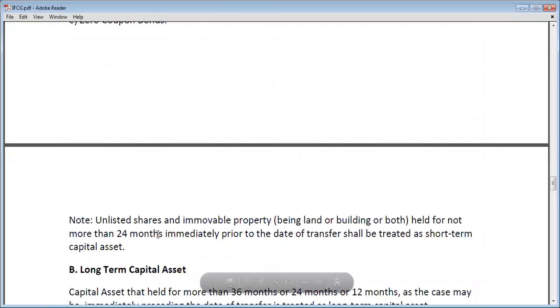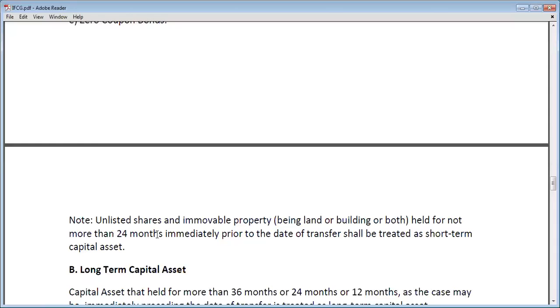So up to 24 months, the holding period is up to 24 months, then these assets will be considered as short term capital assets. But when the holding period exceeds 24 months, then in that case these assets will be considered as long term capital. So there are three different conditions for three different kinds of assets.